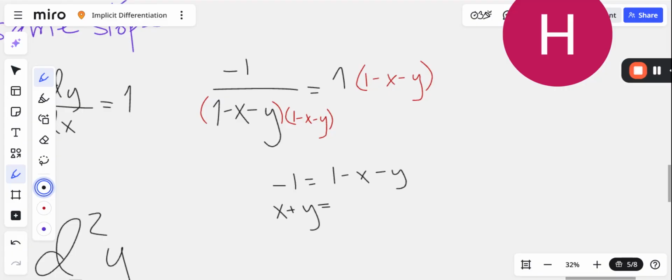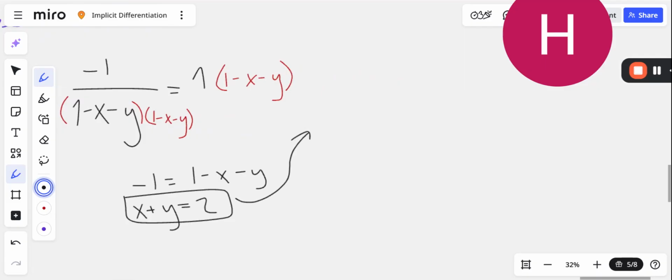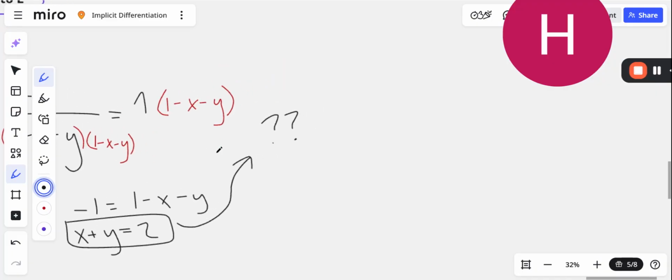And let's add 1 on both sides to get x plus y equals 2. Now, how the heck does this help us? That means that as long as x plus y equals 2, then the curve will have a slope of 1. Okay, but how does that help us on the curve if x plus y equals 2? Well, here's where the question was pretty well written, if I do say so myself.